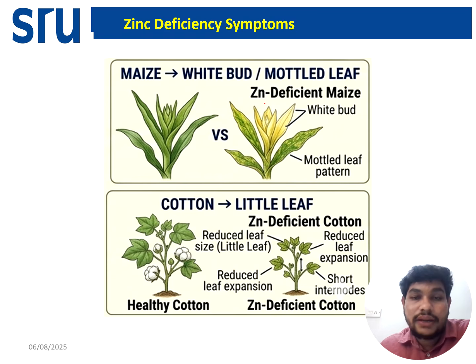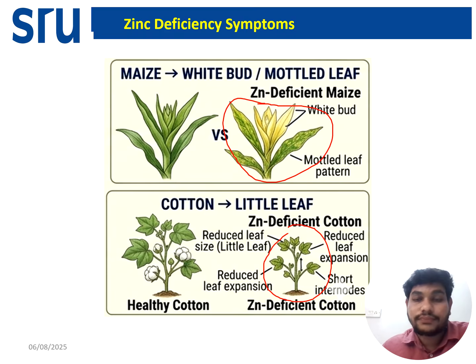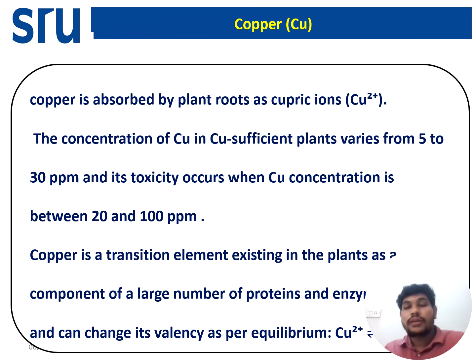This is a white bud in maize due to deficiency of zinc. In cotton, little leaf. Then another micronutrient, that is copper. Copper is taken up by the plant in the Cu2+ form. The sufficient range of copper in a plant is between 5 to 30 ppm.